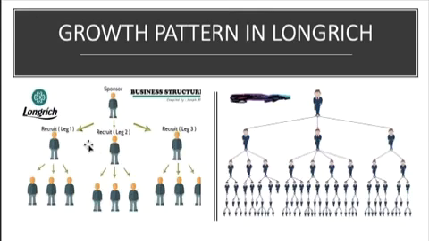What am I saying? You can make this your spouse, your child, or the three of them your children. If you do that, that means you're ready to refer three people under your first child, three people under your second child, three people under your third child.